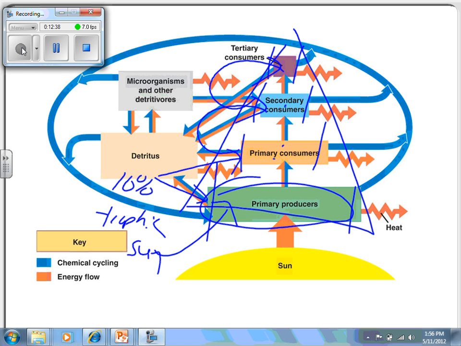So as we go up a food chain, or up a trophic pyramid, there's less and less energy available, which means there's less numbers of organisms. So the amount of available energy regulates numbers. And that's what we see happen here.